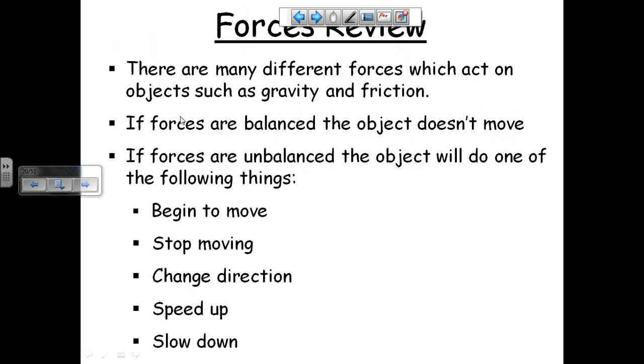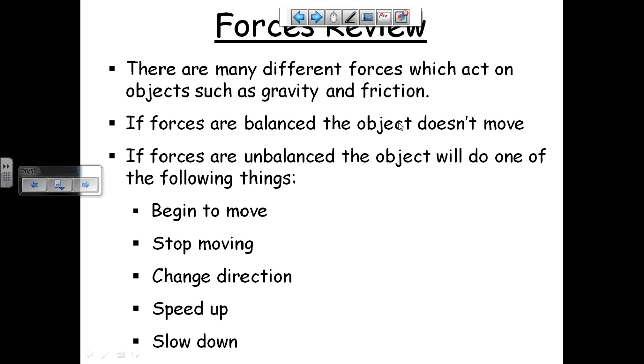Also, you can have balanced forces acting on an object, and that would just mean that the object is not accelerating, because we did talk about some scenarios of objects that could be traveling at the same speed and in the same direction, and you could say that the forces acting on that object are balanced.